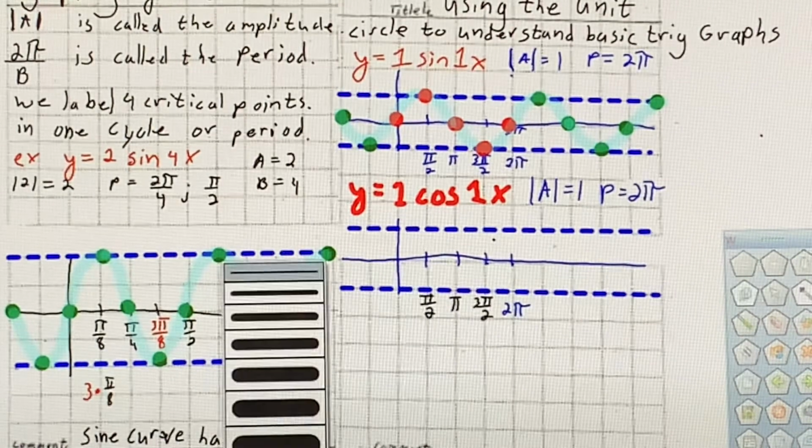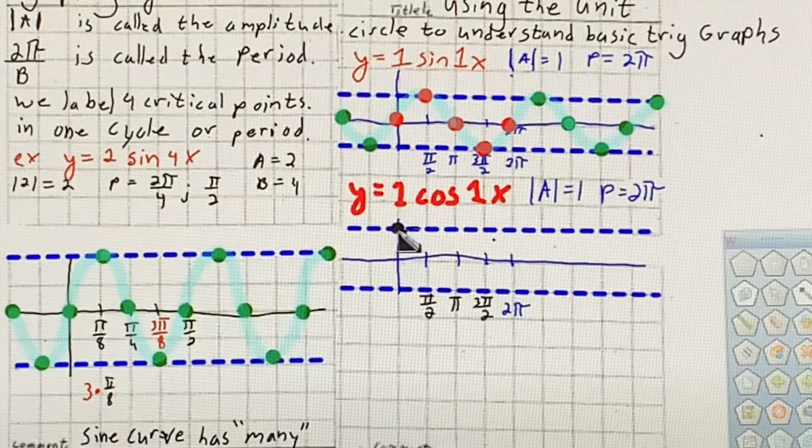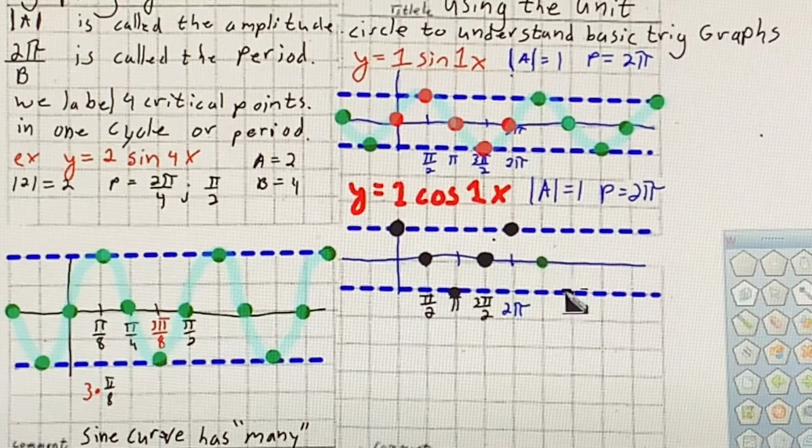Cosine of 0 on the unit circle is 1. Cosine of pi over 2 is 0. Cosine of pi is negative 1. Cosine of 3 pi over 2 is 0. Cosine of 2 pi is 1. And then that graph is going to oscillate.